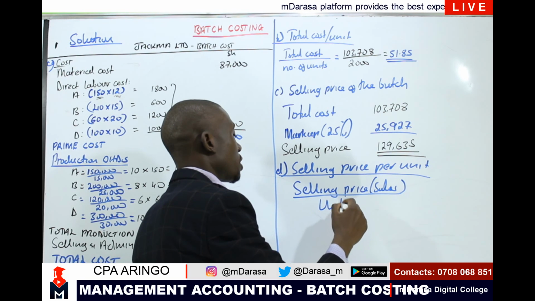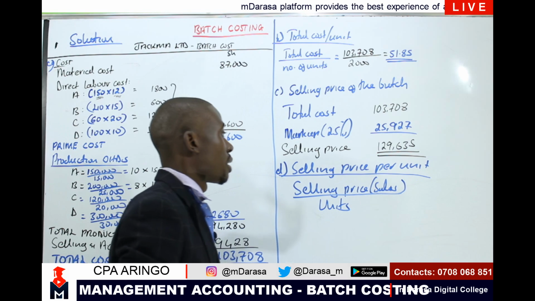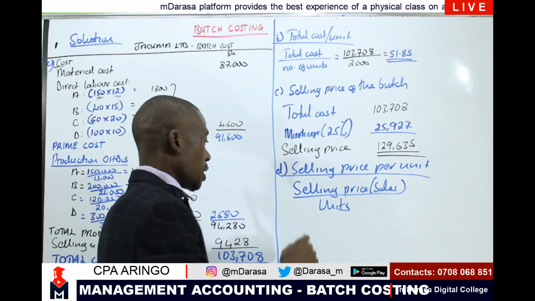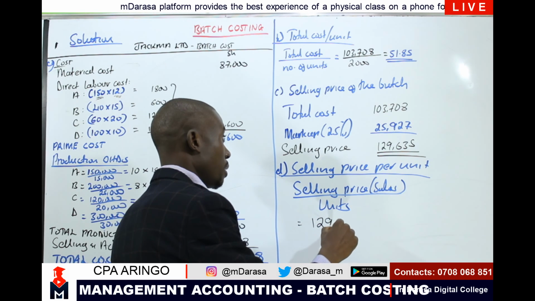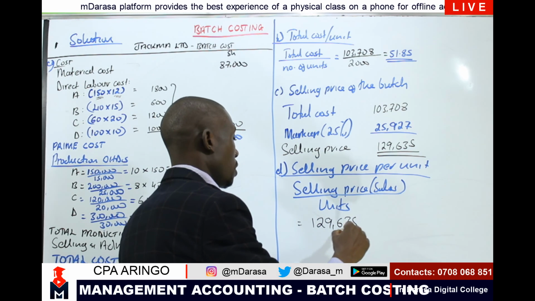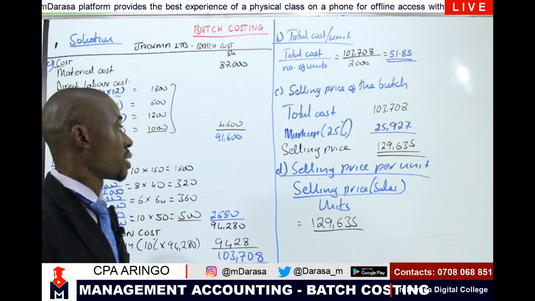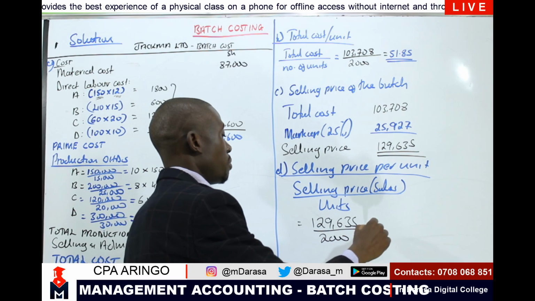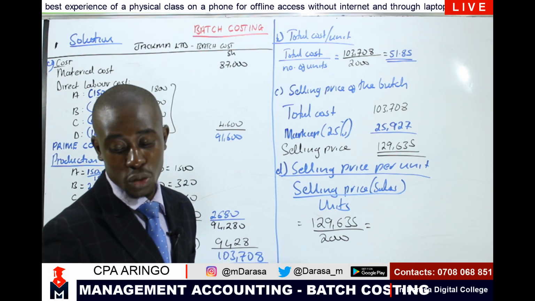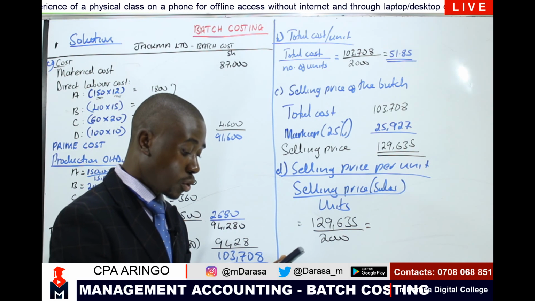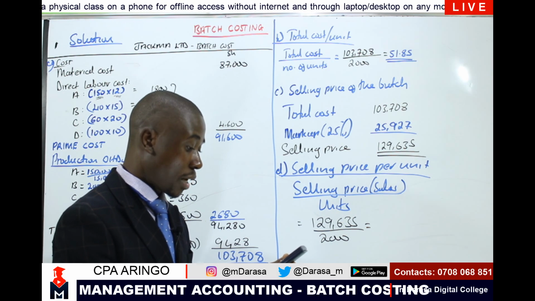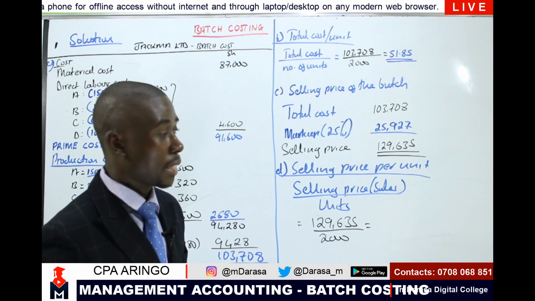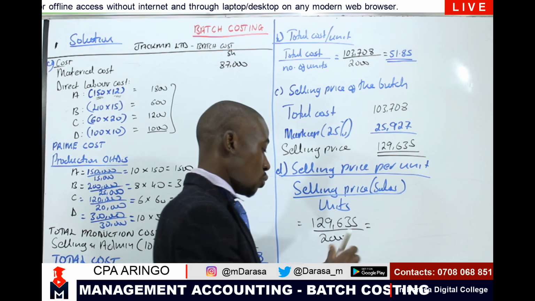What about our markup? The examiner has given us clearly, markup, I'm given 25%. And ideally, this will always be on the aspect of cost. Markup will always be expressed in terms of cost. So my profit markup, I should be having 0.25 times 103,708 to give us how much? 25,927.